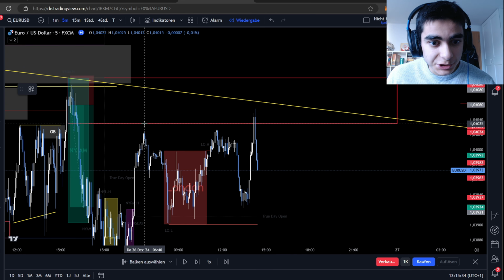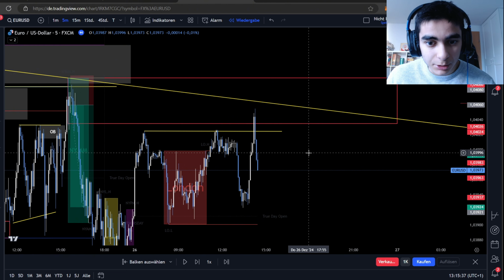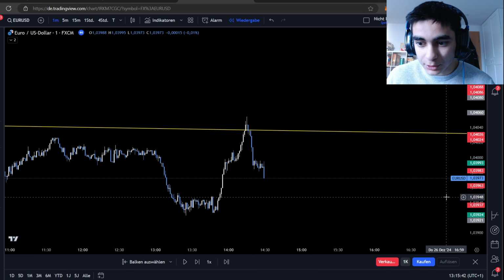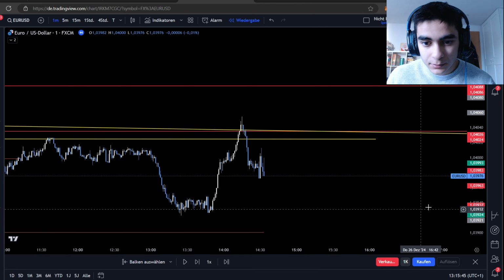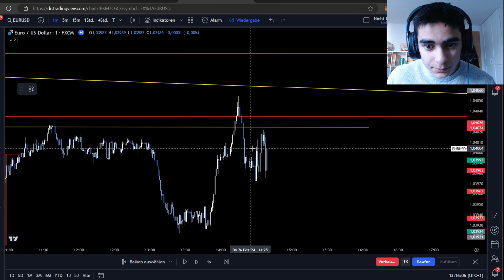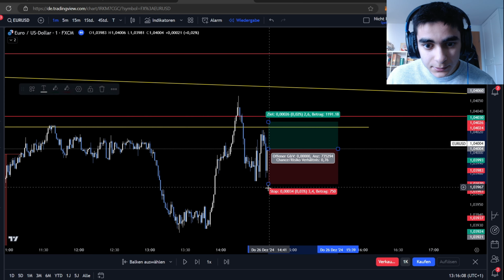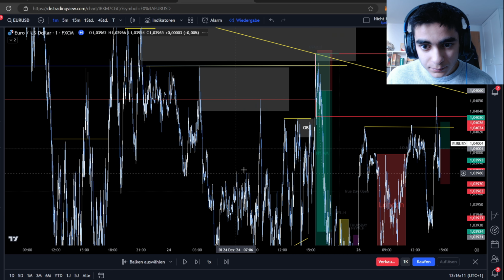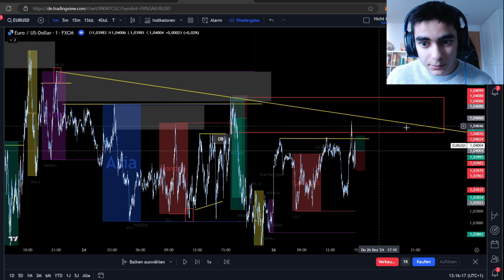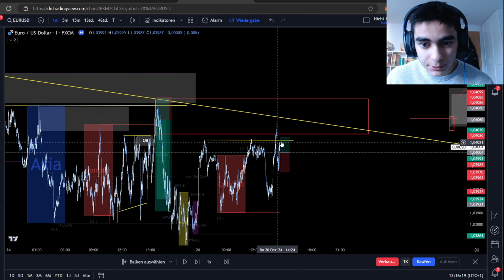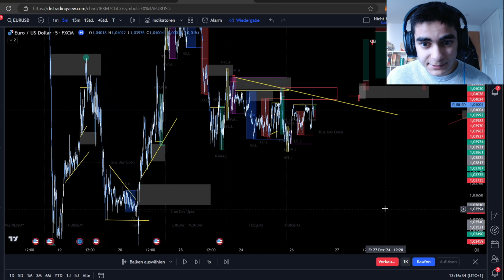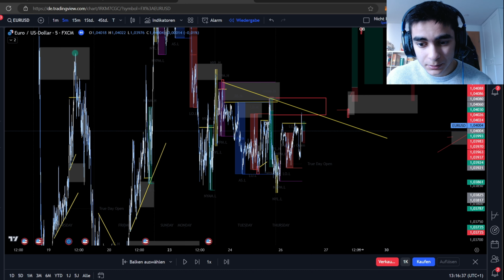So the New York session formed this double top, huge reaction, got into this order block. And we could honestly look for buys right here. Because like we said, we have this build up right here. It did take it out, but price looks extremely bullish right now.